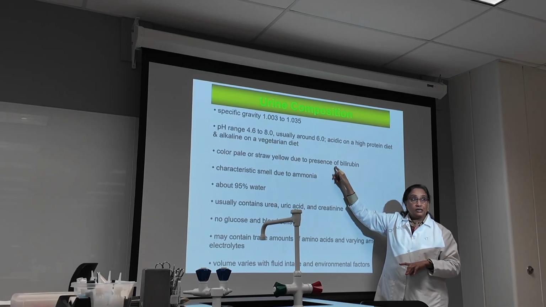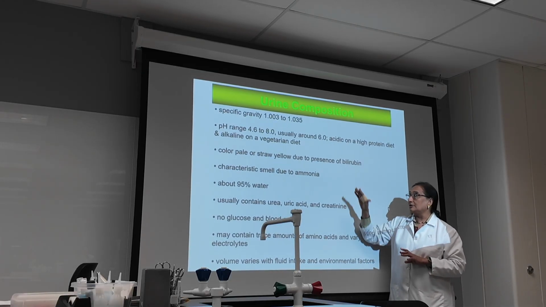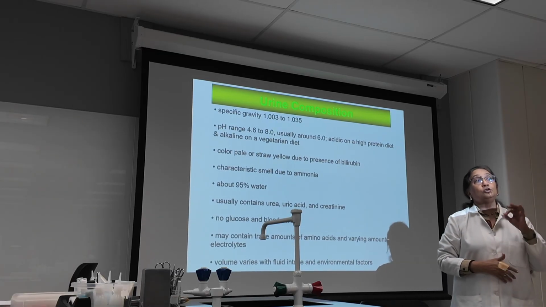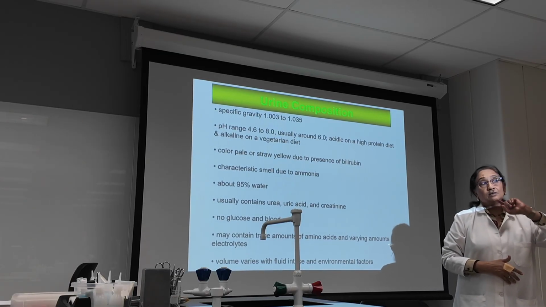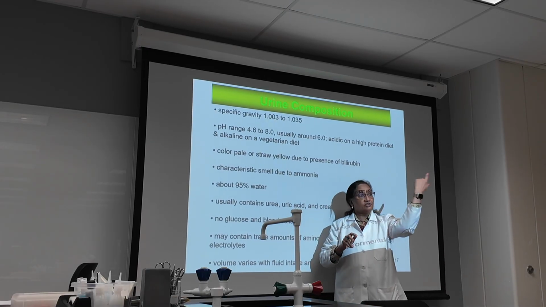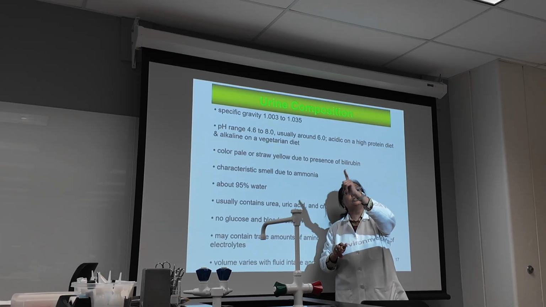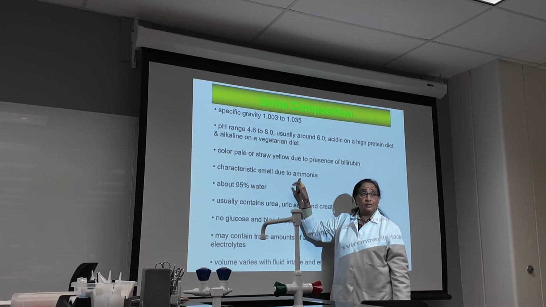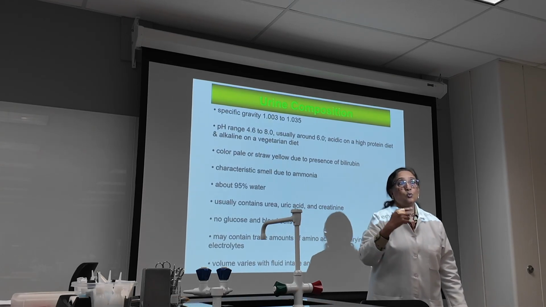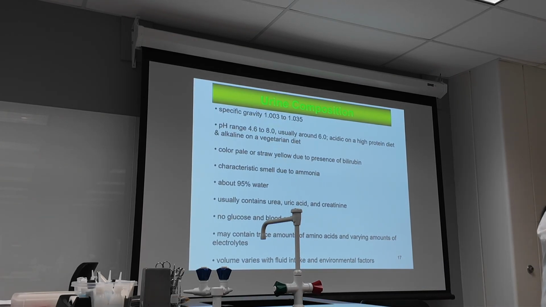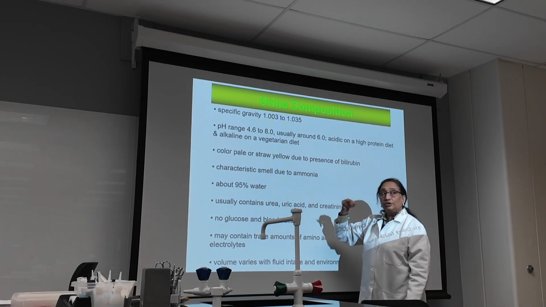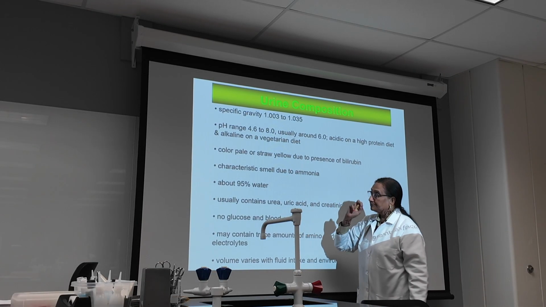The color is pale yellow due to the presence of bilirubin. The characteristic smell of urine is because of urea that is thrown out in urine. When urea comes in contact with atmospheric air, it gets converted to ammonia, and that's the smell. That means once you void urine, urea gets converted to ammonia.